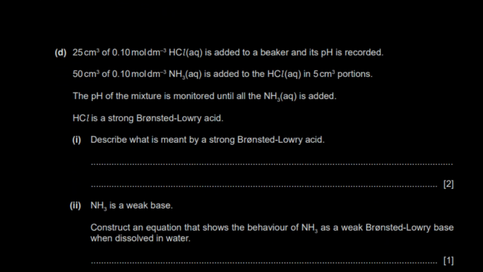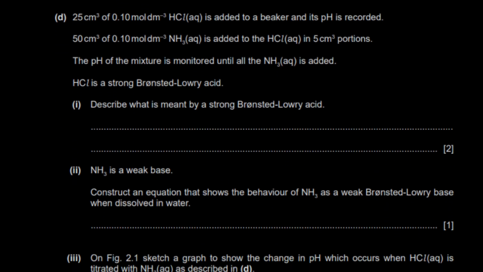Next question. It says 25 cm cube of 0.1 molar HCl is added to a beaker and its pH is recorded. Because HCl is a strong acid, the initial pH would be 0 or 1ish, whatever. And now it's being titrated with aqueous ammonia. It's 50 cm cube of 0.1 molar ammonia being added to it.